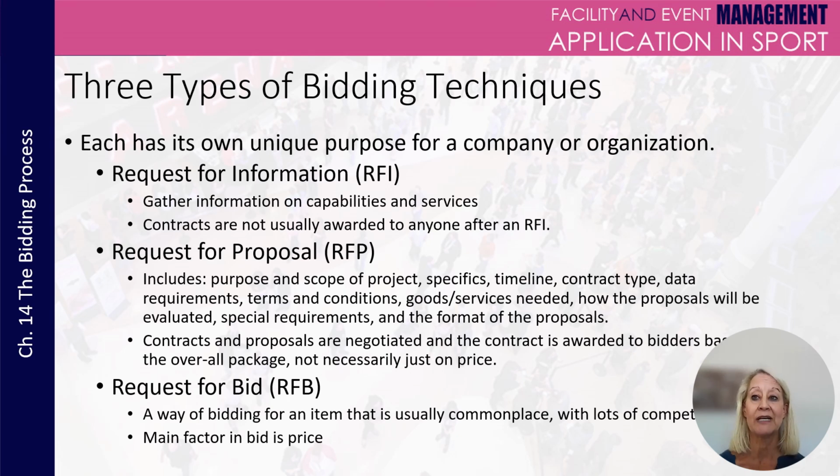Next is the request for proposal, or RFP. This is much more detailed and includes the full scope of the project, such as timelines, data requirements, and services needed, how bids will be evaluated, and even special conditions. The RFP process often involves negotiation, and the final decision is based on the overall value of the proposal, not just the price. And finally, we have the request for bid, or RFB.